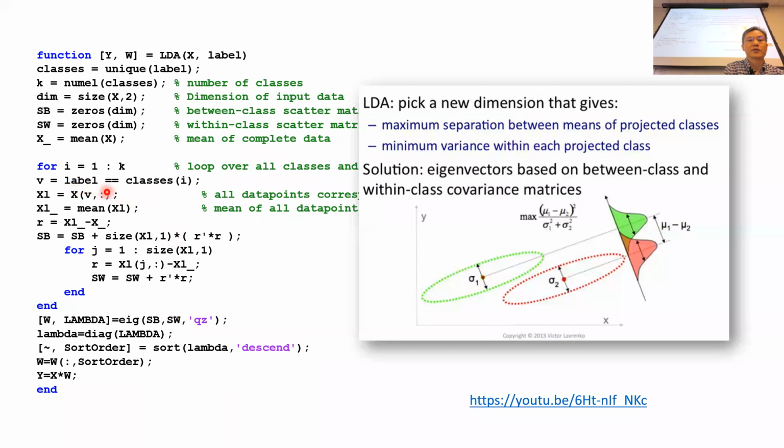Here you have labels, the different classes, different groups, and you compute the within and between class variation matrices. And then you do this eigen decomposition, and then you order them, and the solution is this, and then separate them. There are YouTube channels and videos that explain this in more detail.